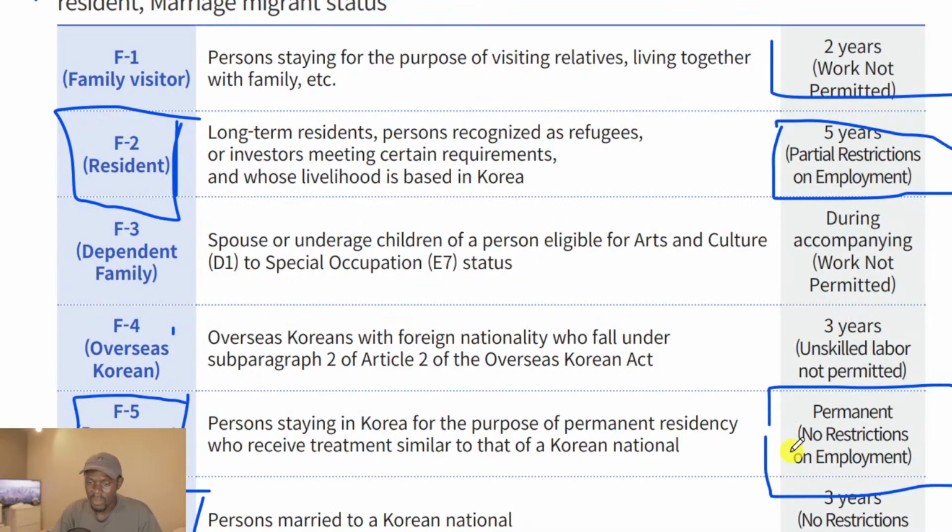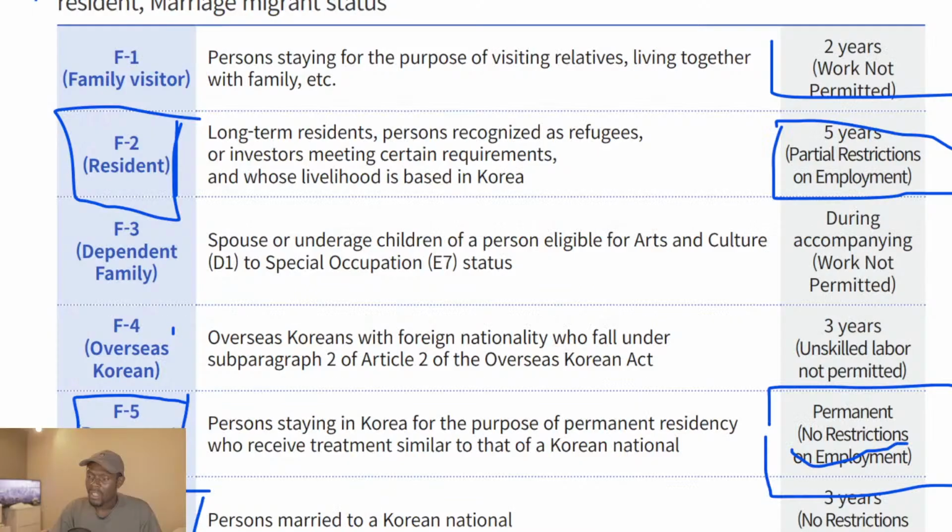It says here, no restriction to employment. There is almost limitless things that you can do with an F5 visa. So these are the best visas that you will get, F2 and F5, if you really want to stay in South Korea for a long time. So if you're thinking of going to South Korea through a scholarship and you're thinking that, okay, I will stay in South Korea and I will make money, make sure you follow the path.